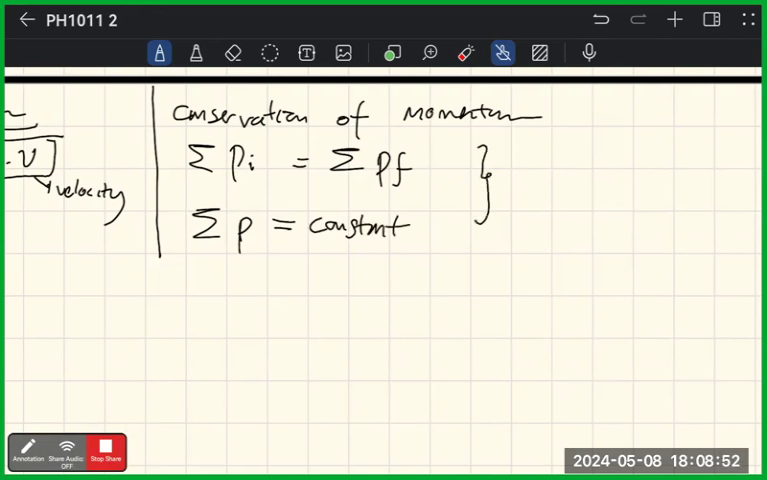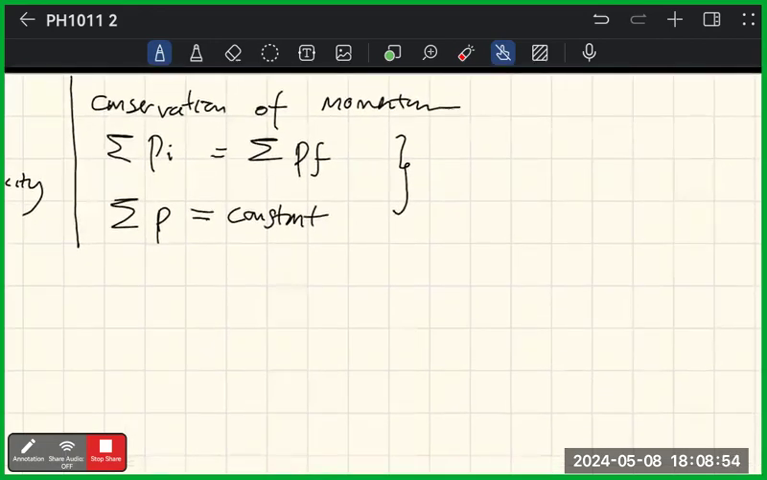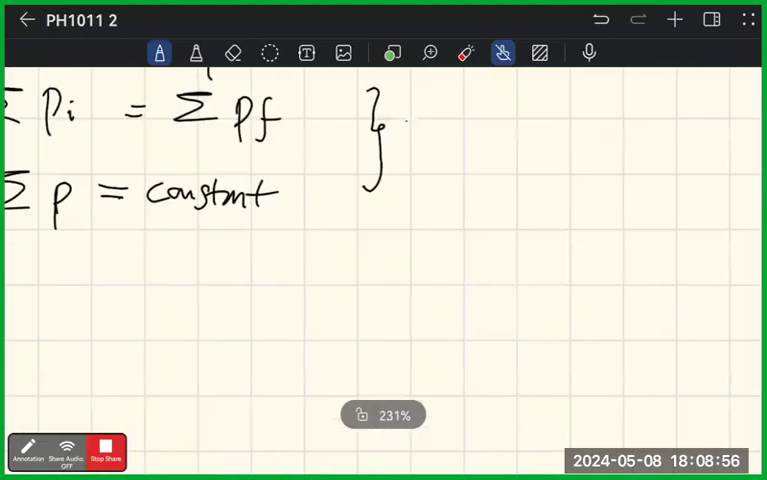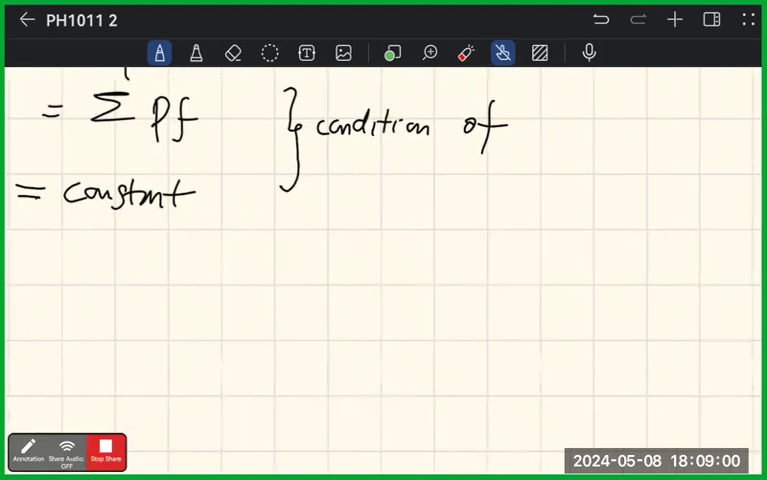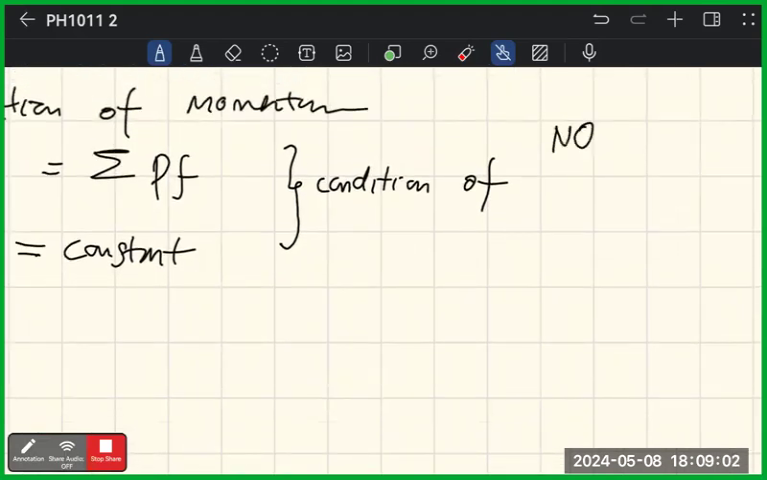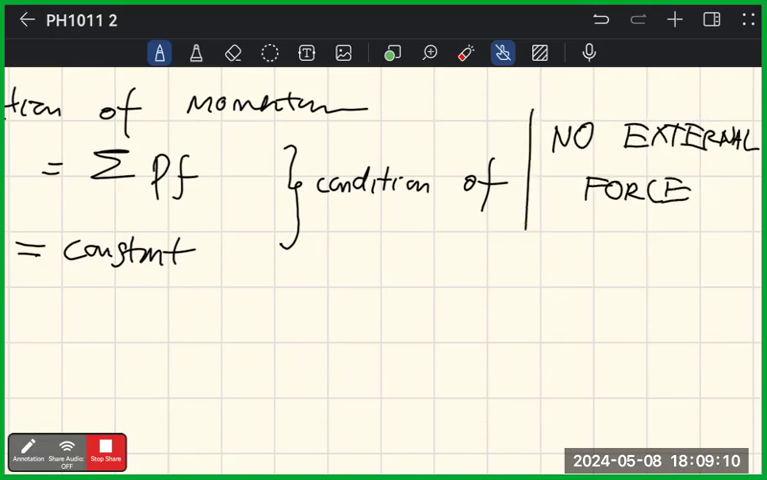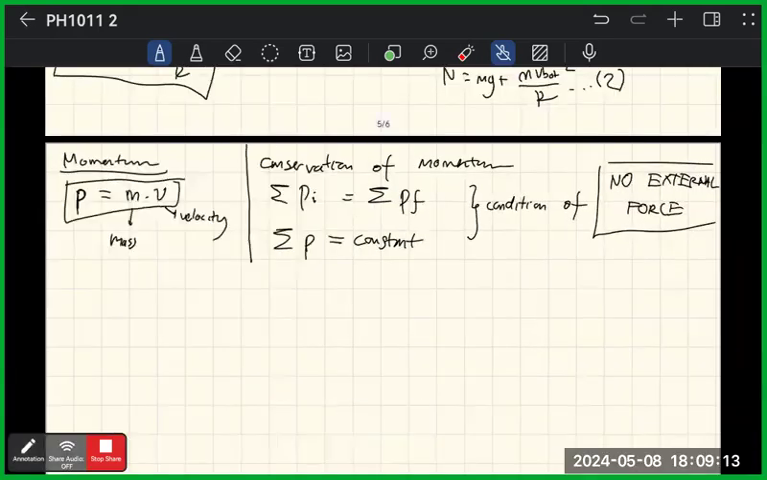with the condition of no external forces. So this is the condition for conservation of momentum.